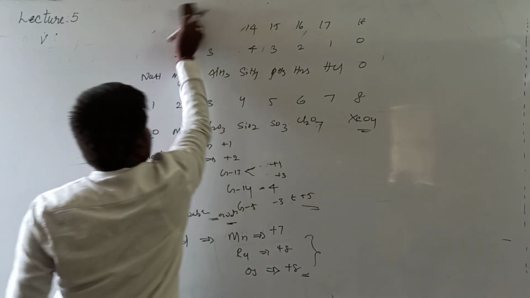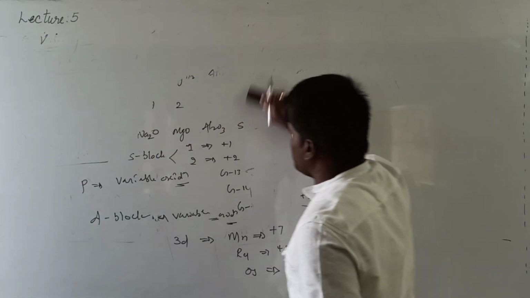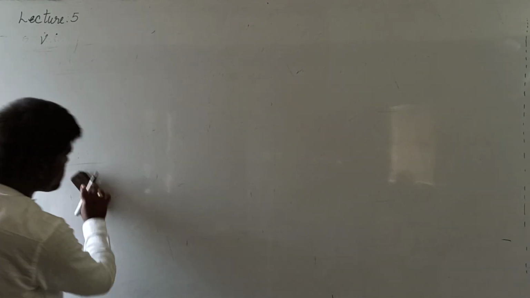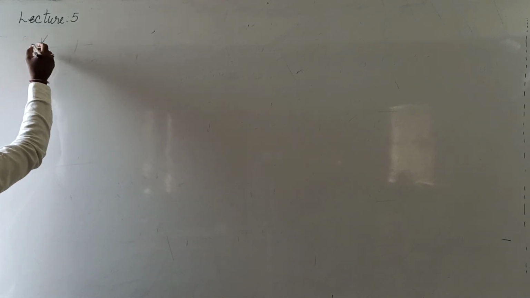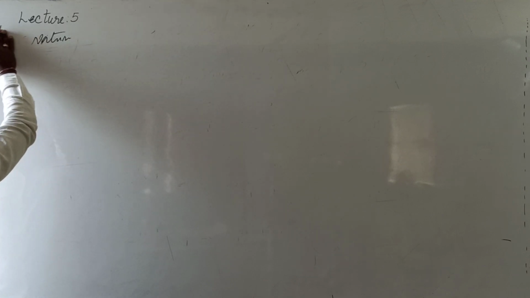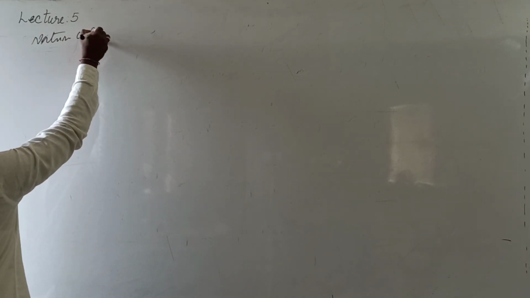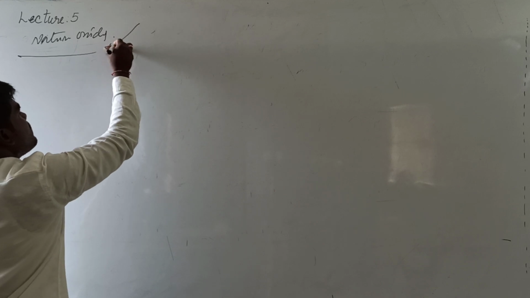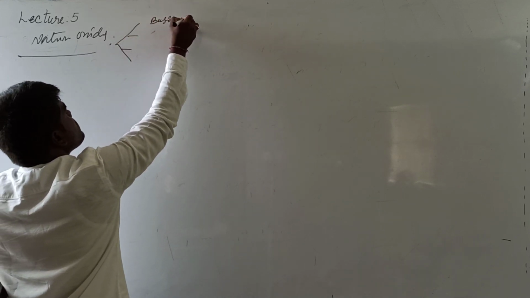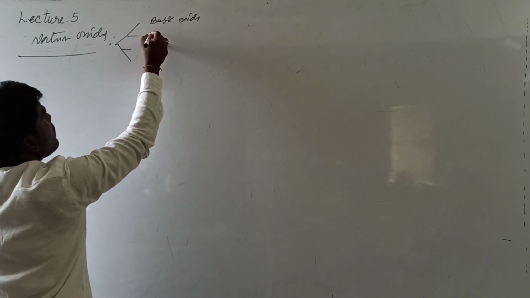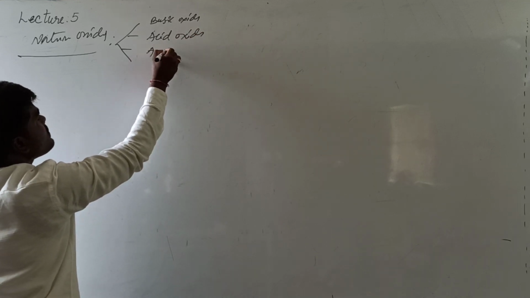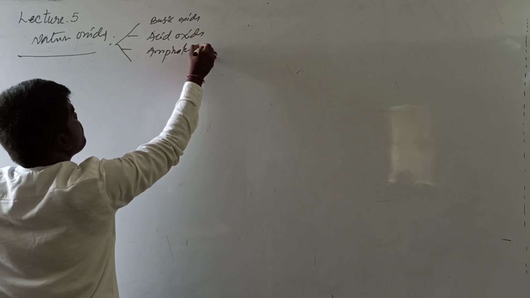Another important property which we frequently come across in the discussion of periodic properties is the nature of oxides. What is meant by oxides? The binary compounds of elements with oxygen are called oxides. There are four types of oxides: basic oxides, acidic oxides, amphoteric oxides, or neutral oxides.